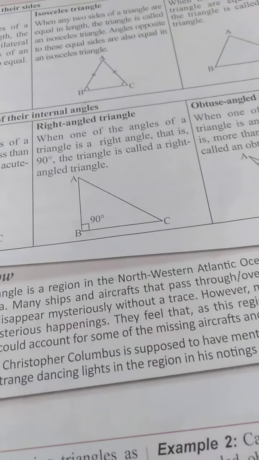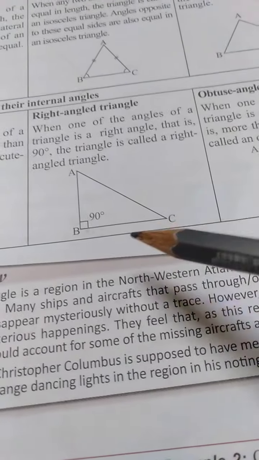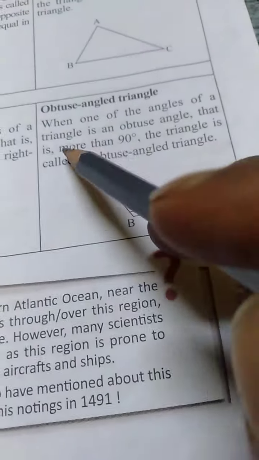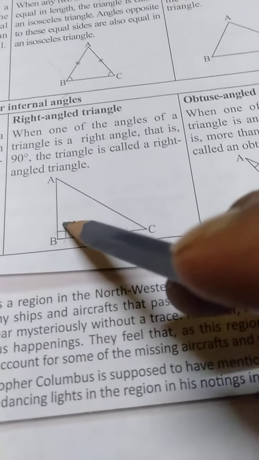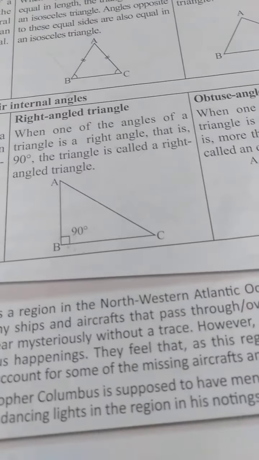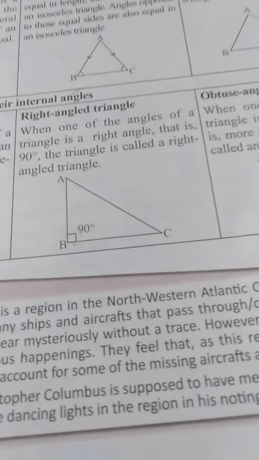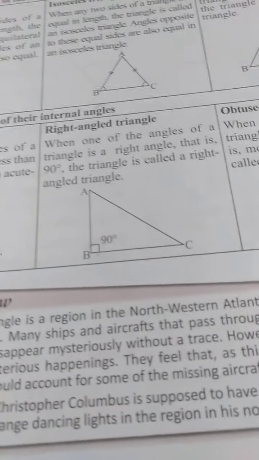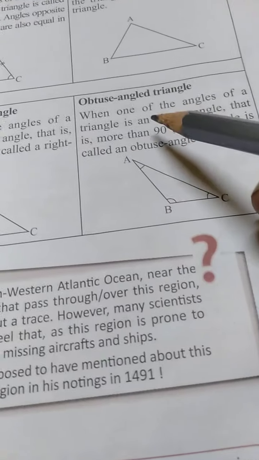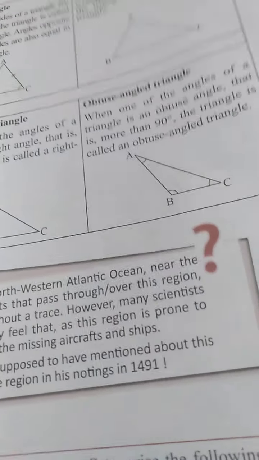If any one angle is exactly 90 degrees, then it is called a right angled triangle. So this is called what? Right angle triangle. Right angle triangle means when one angle is exactly 90 degrees. And if one angle is more than 90 degrees, then it is called an obtuse angle triangle.